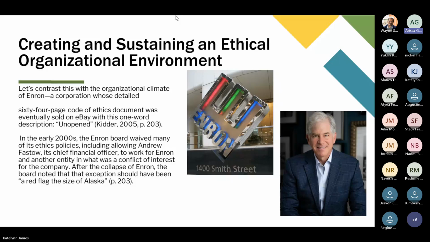In the early 2000s, the Enron board waived many of its ethics policies, including allowing Andrew Fastow, its CFO, to work for Enron and another entity, which was a conflict of interest for the company. On the right, you'll see a picture of the person I just spoke about. After the collapse of the company, the board noted that the exception should have been a red flag the size of Alaska, meaning very big.